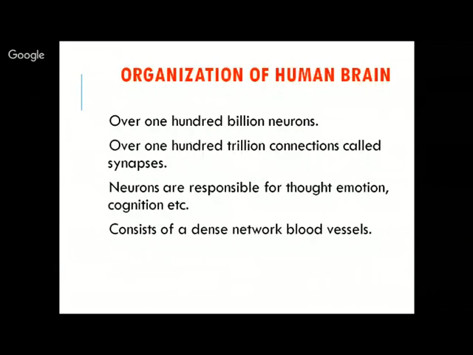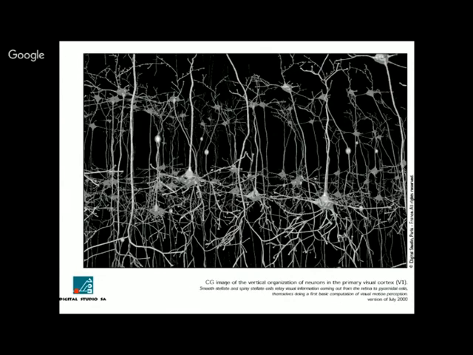These neurons are responsible for thought, emotion, and all our feelings. They are also required for our learning. That is what the word cognition means. We learn by means of these neurons only. This is a simple picture of an expanded view of a neural network.